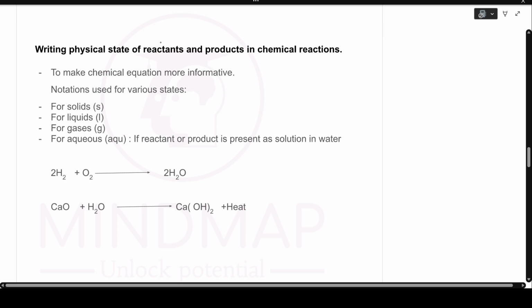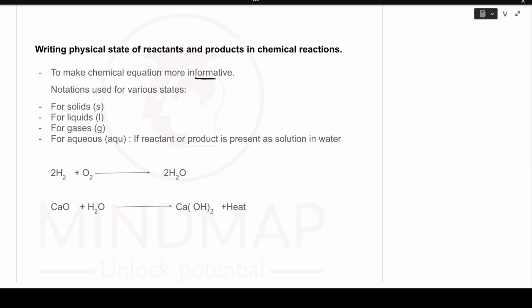Fine. To make your chemical equation more informative, we write some notations along with the symbols. Like if any element is solid, we write S. For liquid, L. For gases, G. And if it is aqueous, then AQ. Now what do you mean by aqueous? It is any solution in water.